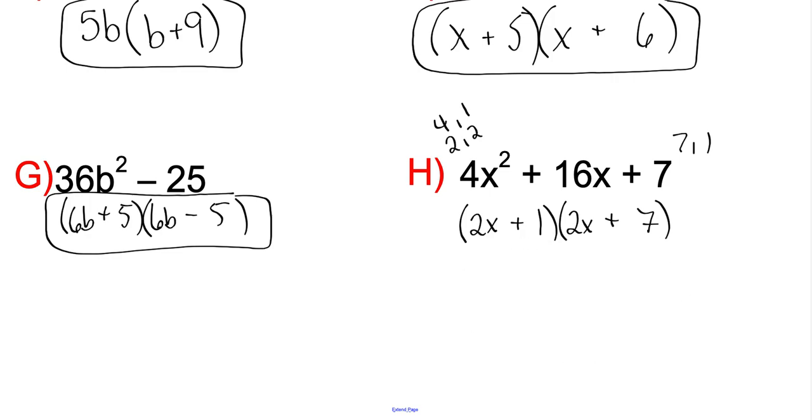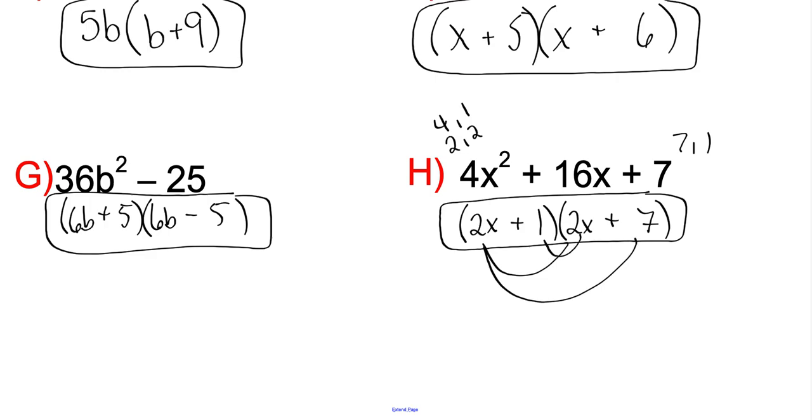Okay, I didn't mention earlier on, if you wanted to check every single one of your factoring, what you could do is just FOIL this back out, that times that, that times that, that times that, that times that, and you should end up back where you started. You can check your answers on factoring. Okay?